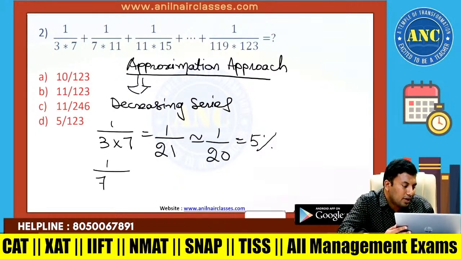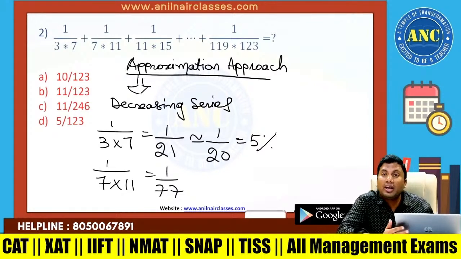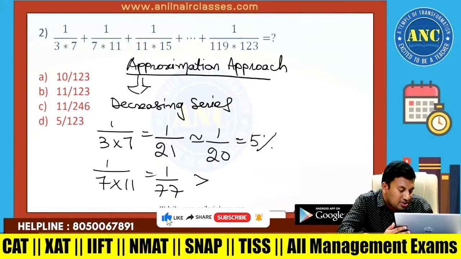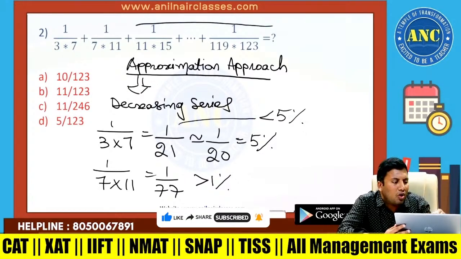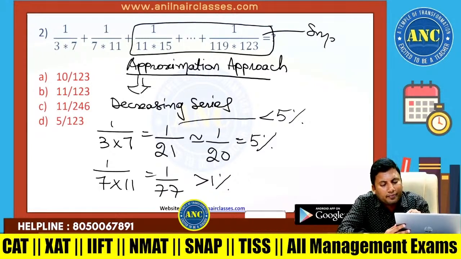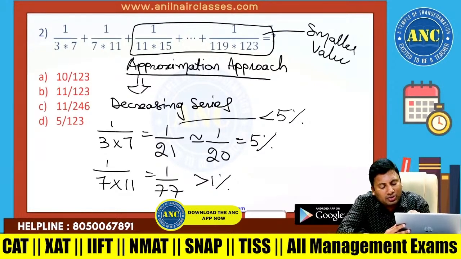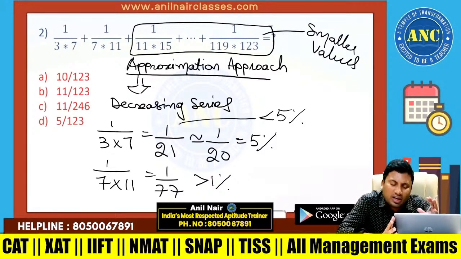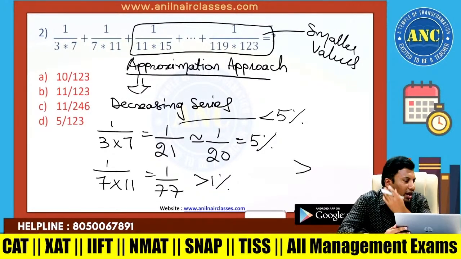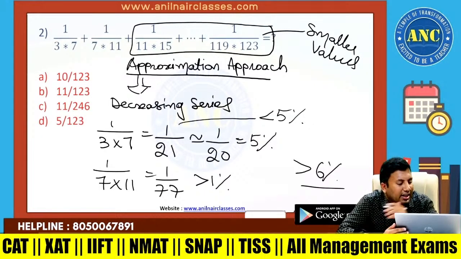1 by 7 into 11 is 1 by 77, which is just greater than 1%. These 1 by 21 is less than 5%. 1 by 165, these all are smaller values. That means if you observe, the answer should be closer to 5 and greater than 1, probably just greater than 6%. The answer is just greater than 6%.